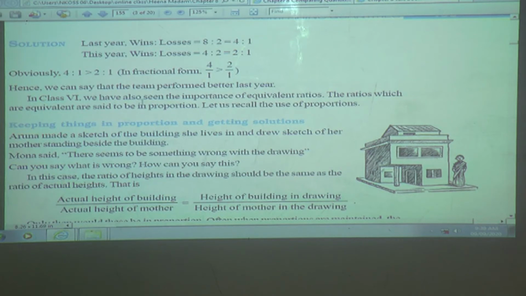In 6th class we have also seen the importance of equivalent ratios. The ratios which are equivalent are said to be in proportion. Last year we learned proportion. In this chapter we will learn it also, but in somewhat more depth. When you compare ratios and they are equivalent ratios, then we can say that the ratios are in proportion. Let us recall the use of ratios and proportions. We will see some examples, so you will understand.